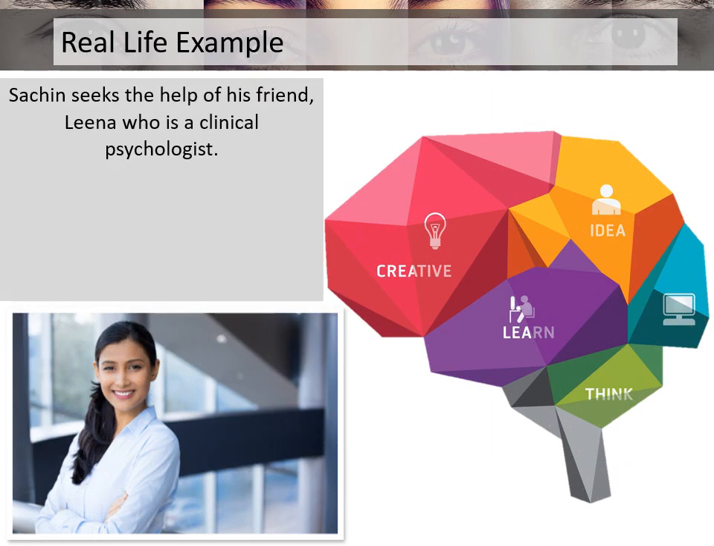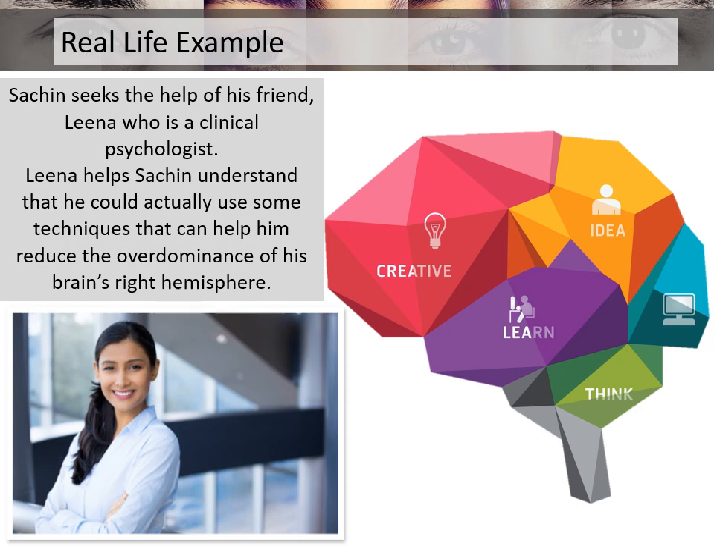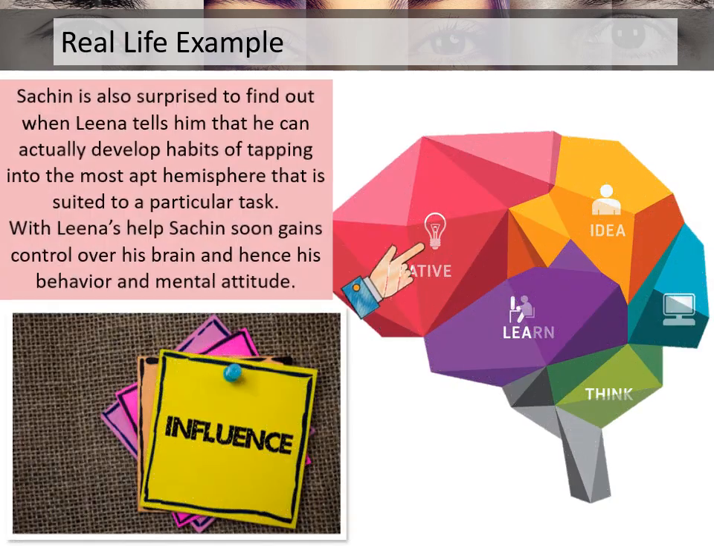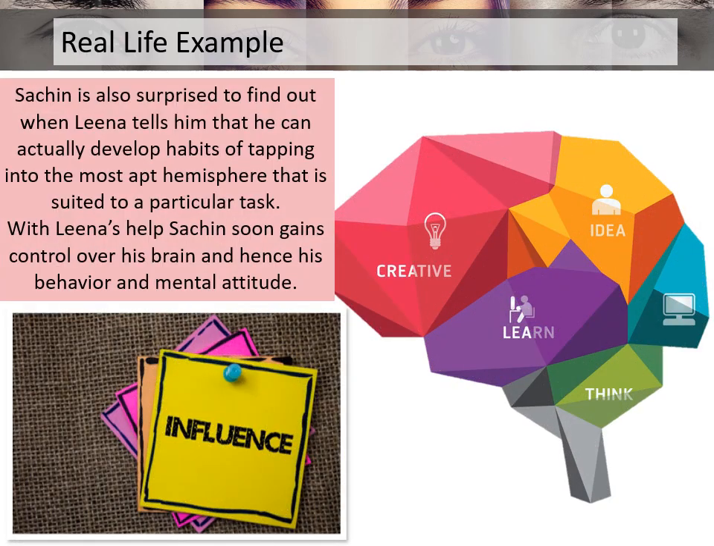Sachin seeks the help of his friend Lena, who is a clinical psychologist. Lena helps Sachin understand that he could actually use some techniques that could help him reduce the overdominance of his brain's right hemisphere. Sachin is also surprised to find out when Lena tells him that he can actually develop habits of tapping into the most apt hemisphere that is suited to a particular task. With Lena's help, Sachin soon gains control over his brain and hence his behavior and mental attitude.